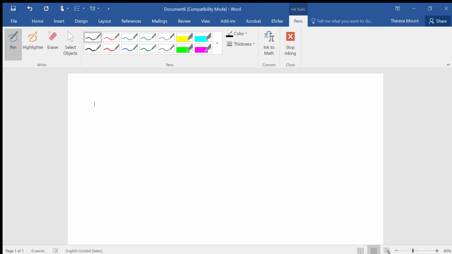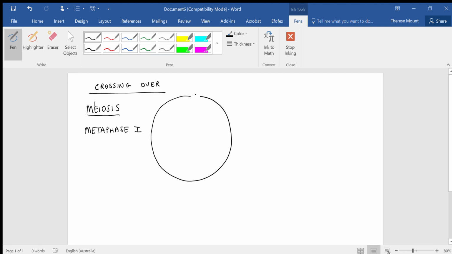Okay, in this video I just want to explain the process of crossing over. Okay, what is this crossing over that I'm talking about? All right, well, it's something that happens during meiosis, and it happens during metaphase 1. And metaphase 1 is where my homologous pairs line up in the middle. So they line up in their pairs, okay?